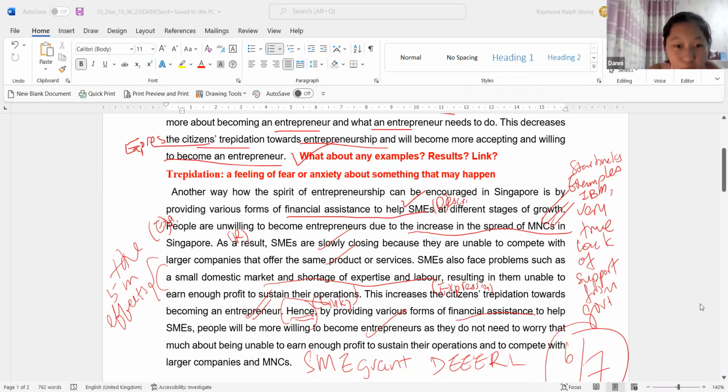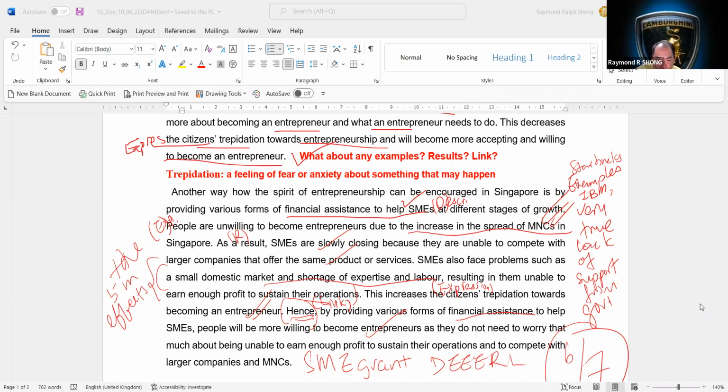Another way how the spirit of entrepreneurship can be encouraged in Singapore is by providing various forms of financial assistance to help SMEs at different stages of... Sorry, you realize the side I put the D, the E, the R, these are all the D, E, R, L, which I stated here, huh?